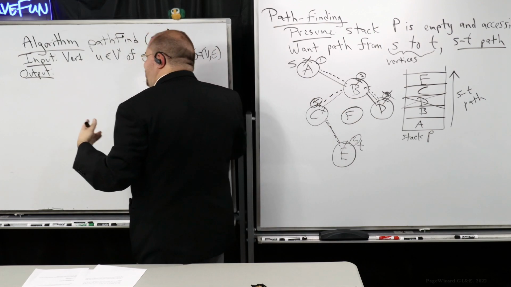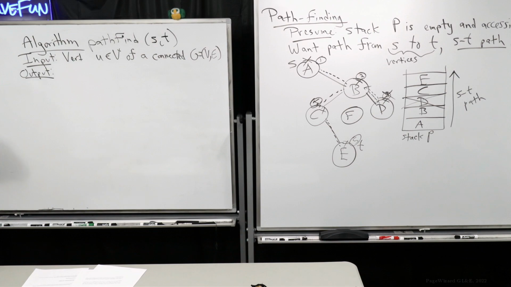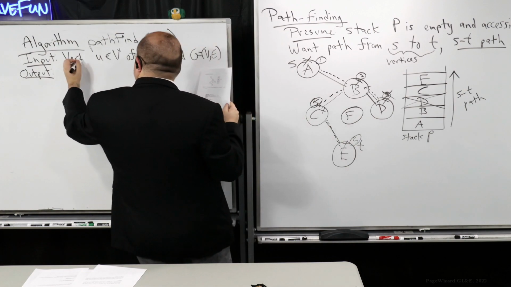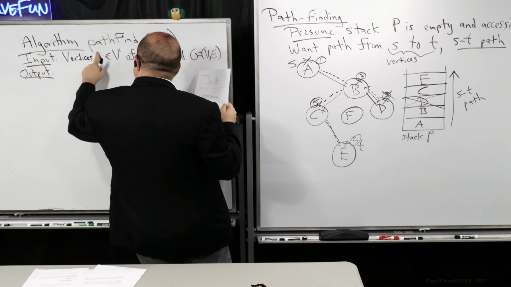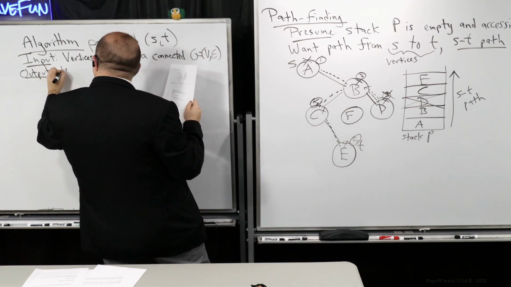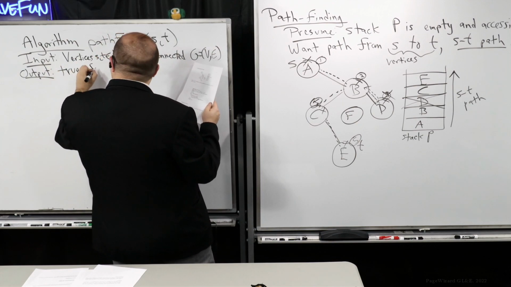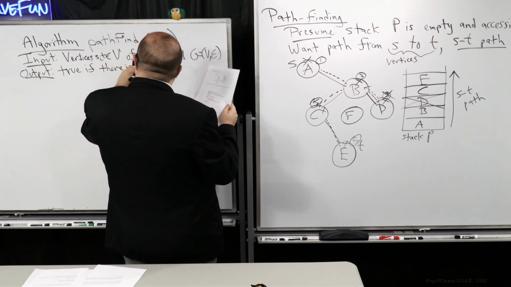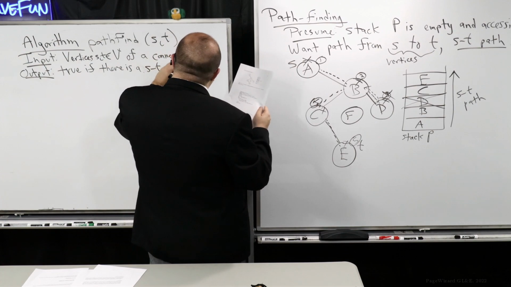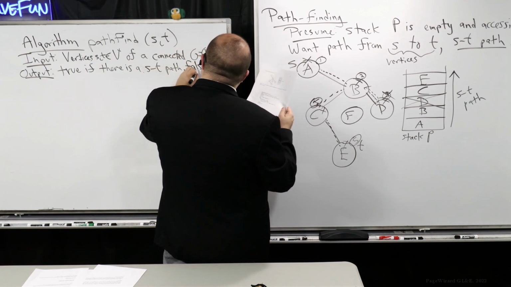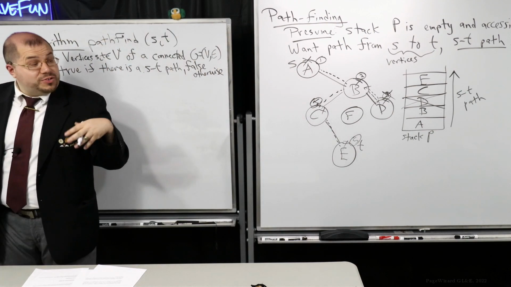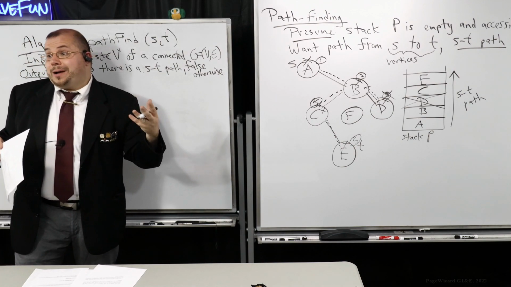So for example, you could take this whole algorithm and make it iterative. You'll see that I'm just going to make it look like the DFS I showed you earlier. I'm going to presume I'm given two vertices, S and T, and it's going to output true if there is an ST path, false otherwise.